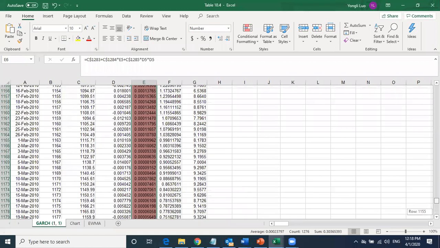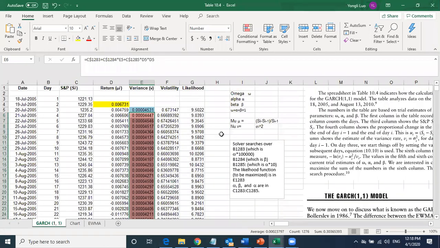When you have that, you estimate the volatility. The volatility is going to be the square root of the variance. If you multiply by 100, that means you change it to percent. So that's the volatility. You apply that formula and drag it all the way down. That's the volatility. Any questions?